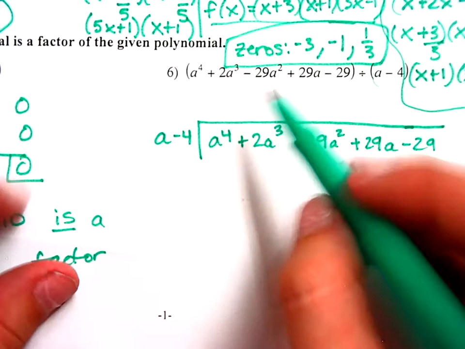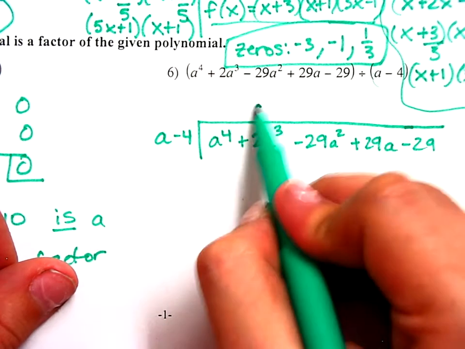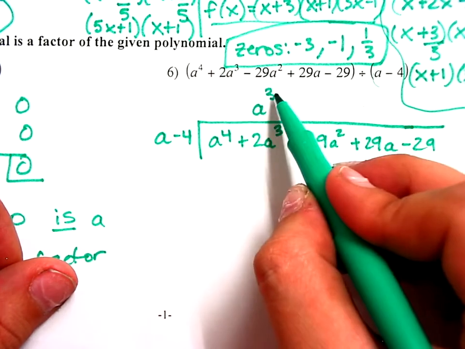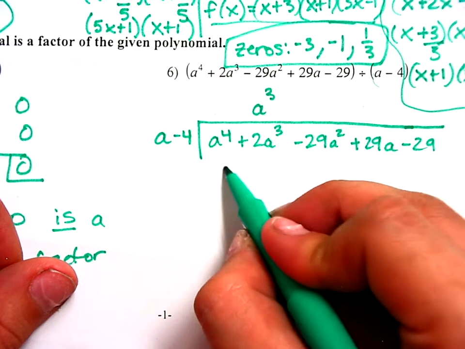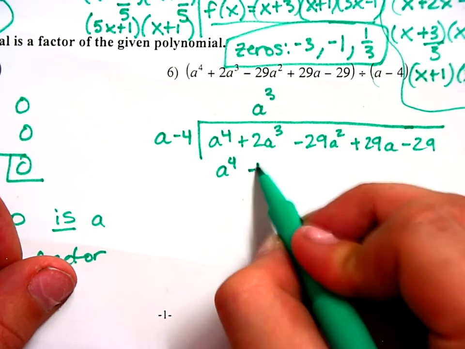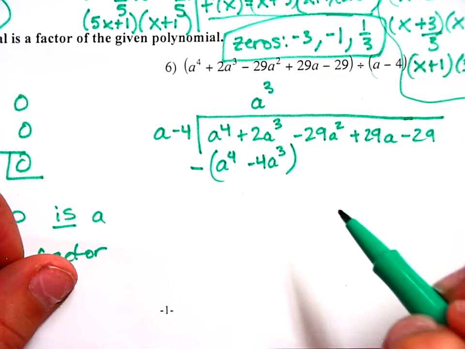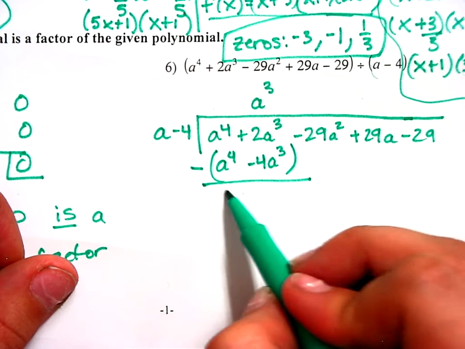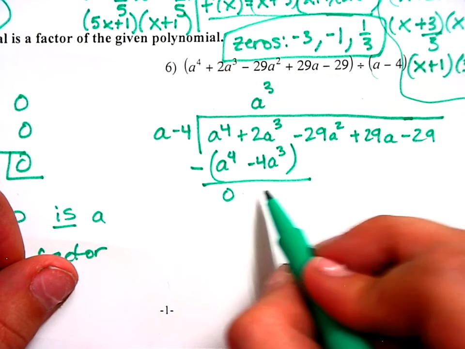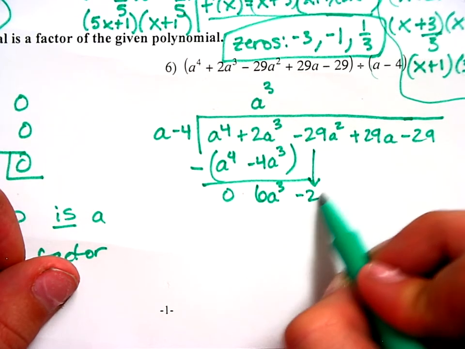So what I want to ask myself is, what do I need to multiply a by to get to the a to the 4th? Well, that's a to the 3rd. And then take this term and multiply by each term here. So a to the 3rd times a is a to the 4th, and a to the 3rd times -4 is -4a to the 3rd. Now don't forget, with long division, you are subtracting this. So when I subtract, this is going to give me 0. And when I subtract this, what you're really doing is adding a 4. So this is going to give me 6a to the 3rd. Now bring down -29a squared.